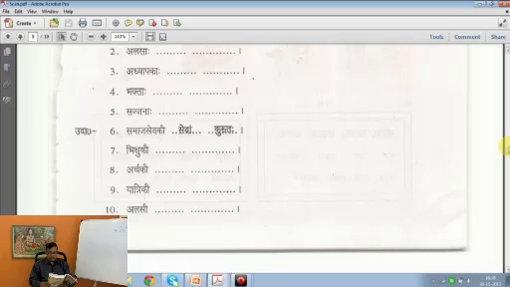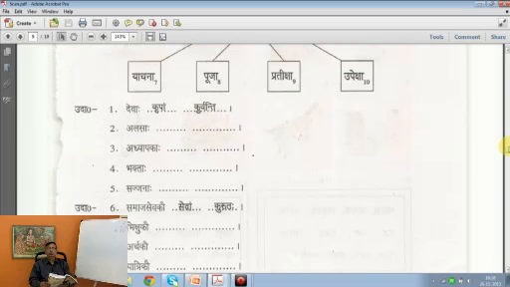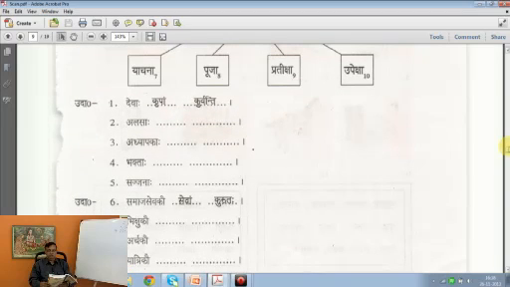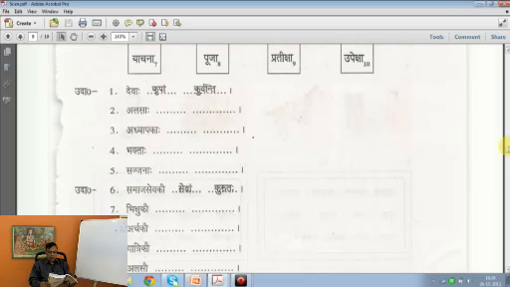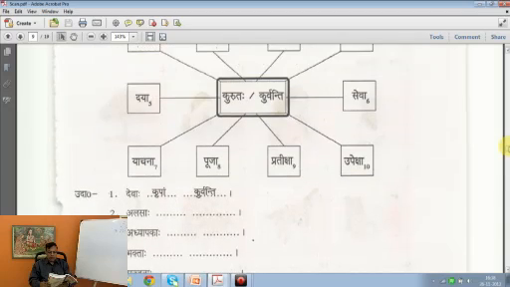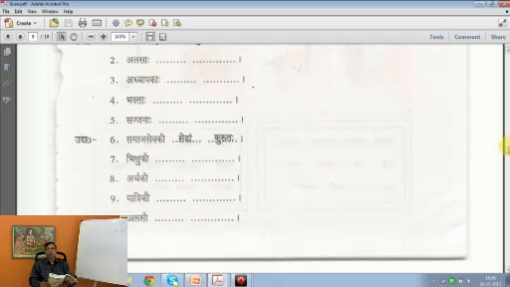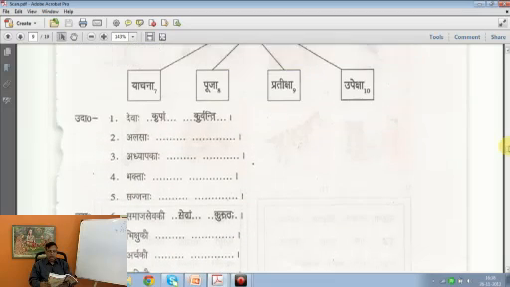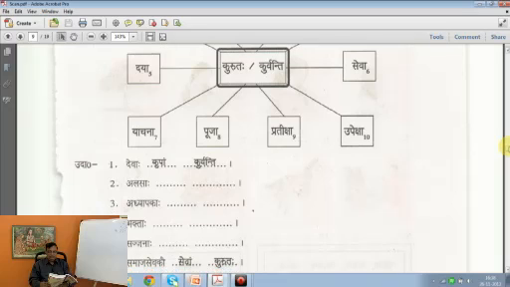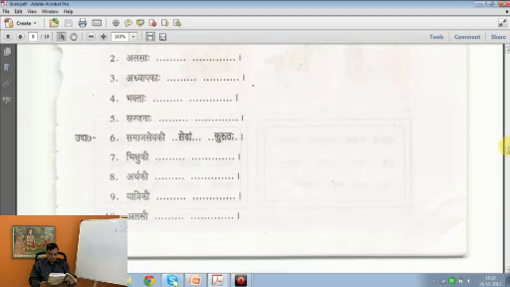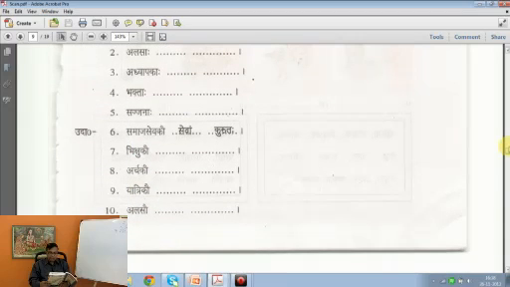Bhikshukau yachanam kurutaha. Archakau, two archakas. Who are archakas? Worshippers. Or the archakau, two worshippers of God. Pujam kurutaha. Two worshippers are doing the worship. Yatrikau, two travelers. Yatrikau pratiksham kurutaha. Two travelers are waiting.